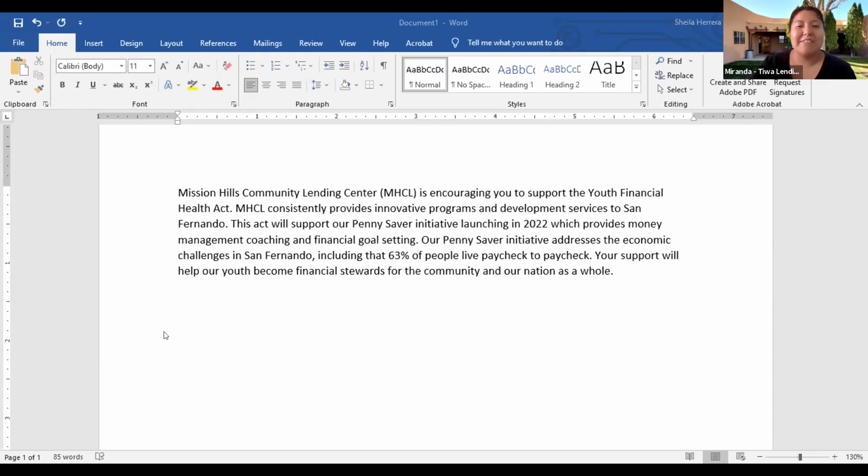So Mission Hills Community Lending Center is encouraging you to support the Youth Financial Health Act. MHCLC consistently provides innovative programs and development services to San Fernando. This act will support our Penny Saver initiative launching in 2022, which provides money management, coaching, and financial goal setting. Our Penny Saver initiative addresses the economic challenges in San Fernando, including 63% of people living paycheck to paycheck. Your support will help our youth become financial stewards for the community and our nation as a whole.